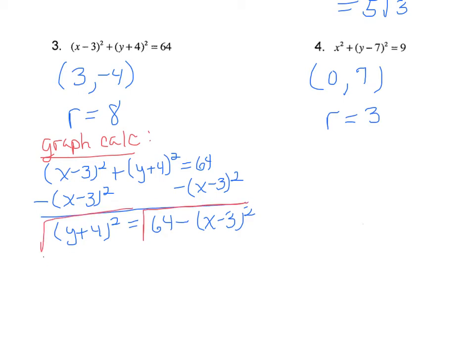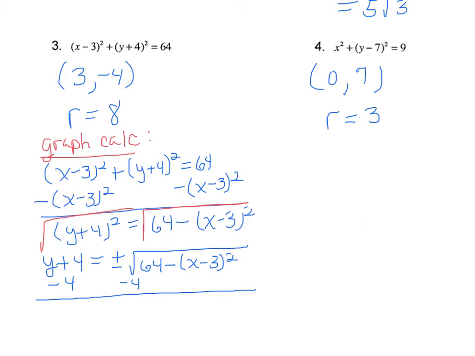On the left, I'll end up with y plus 4. Since I'm square rooting, on the right I'm going to end up with plus or minus the square root of 64 minus x minus 3 quantity squared. And all that is under the radical. I still don't have y by itself, so all I have left now to do is to subtract 4 on both sides.